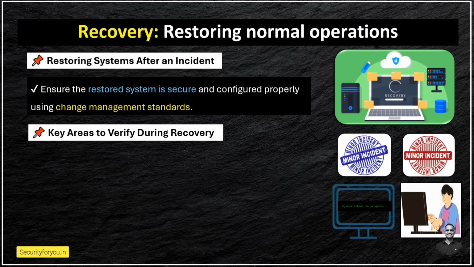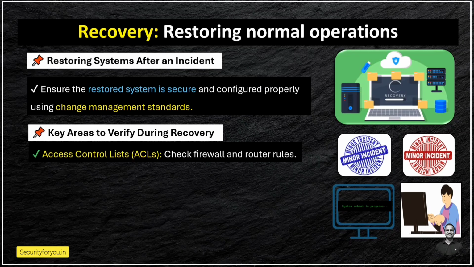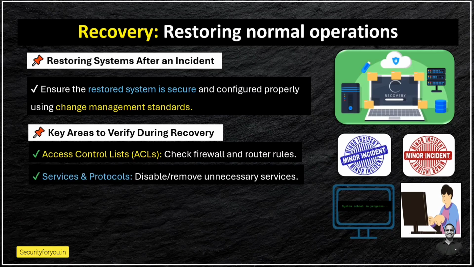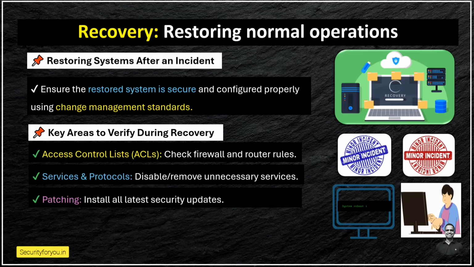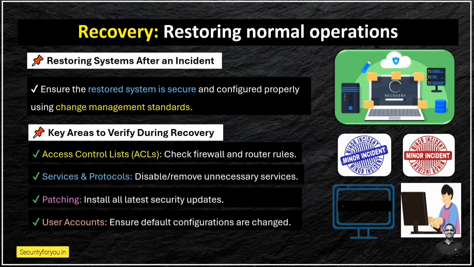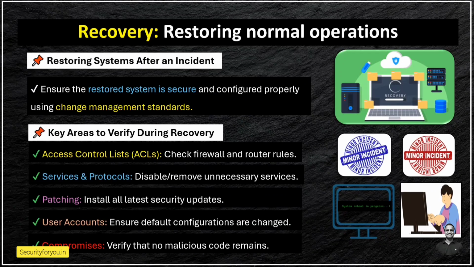There are a few things you need to double check while configuring systems back to a normal state. Access control lists, which include firewall and router rules. Services and protocols: ensure that unneeded services and protocols are disabled or removed. Patches: ensure that all up-to-date patches are installed. User accounts: ensure that they have changed from the default configurations. Sometimes we don't change the default configuration and keep it as it was. And ensure that any known compromises have been reversed.